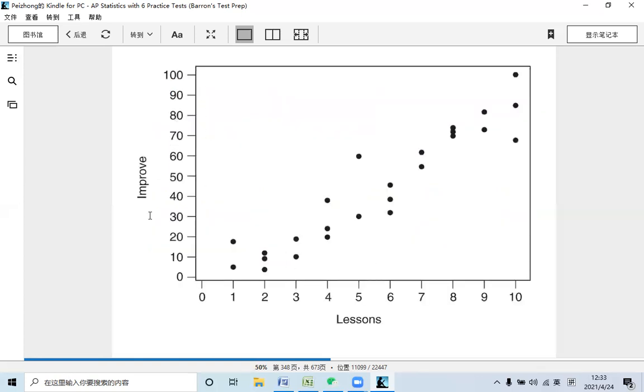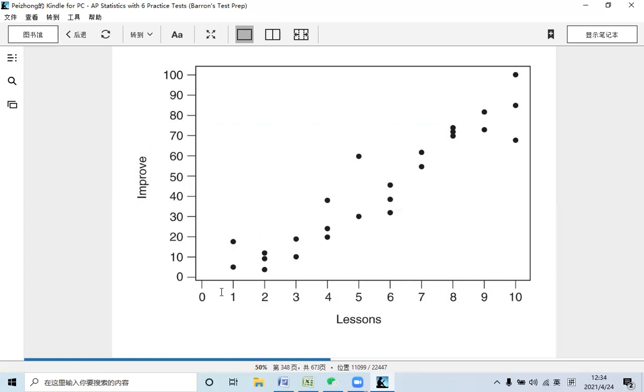Look at here. Lessons, 0, 1, up to 10. So up to 10, you have 10 lessons. And here are the improvements. What do you see from this scatter plot? Do you see any relations? What would be the relation?